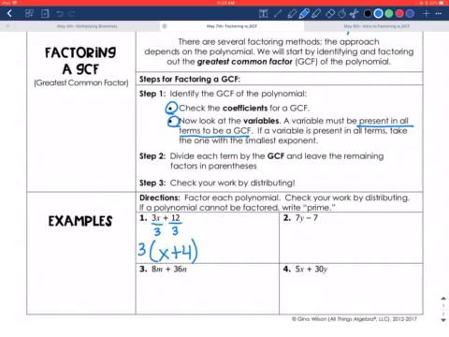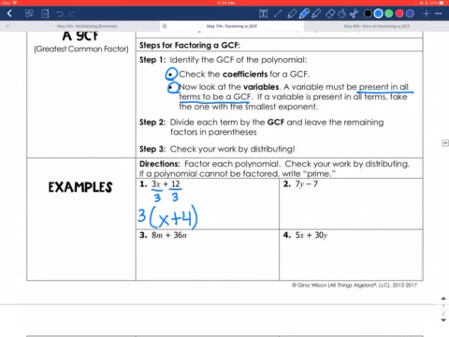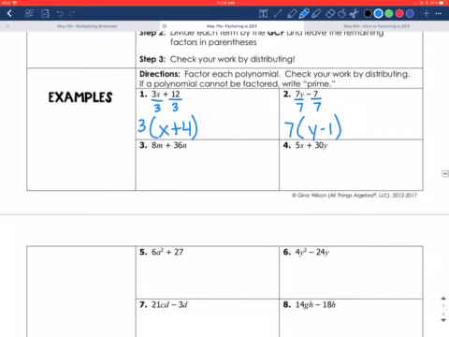All right, so for number 2, we'll do the same thing. We will look at the coefficients, and obviously we can take out a 7 from both of them. And is that y present in all terms? No, it is not. So we're only going to have a 7 as our GCF. And then we just divide, which will leave us with y minus 1. Now for number 3 and 4, we have 2 terms, but we do not have like variables. So we're still only going to have a number coming out of this.